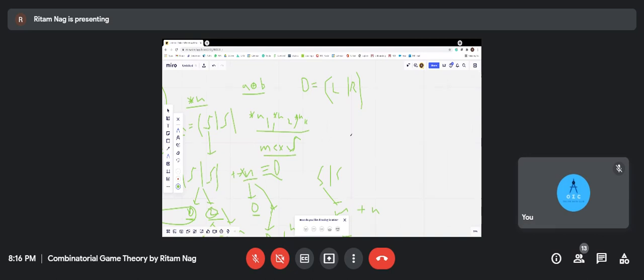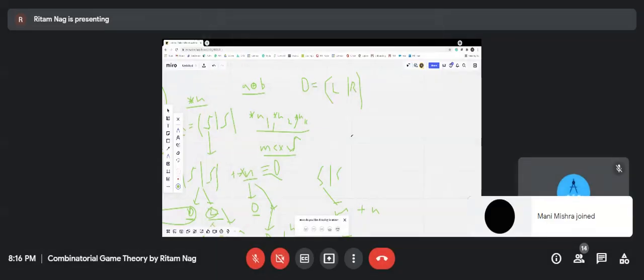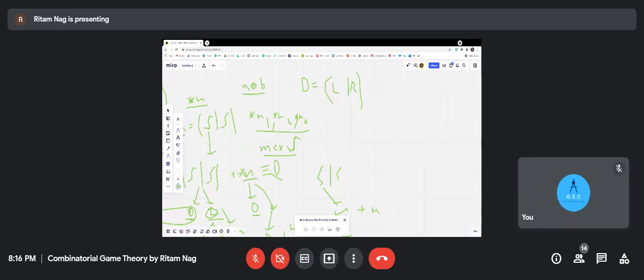So isn't this definition of zero too much? Because either something is zero or it's first player. It's not. You want every second player.